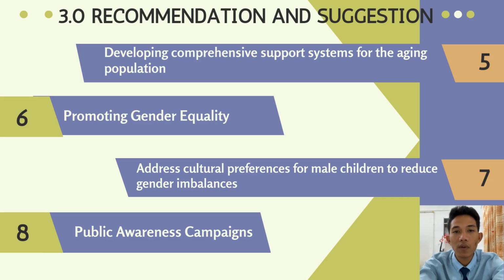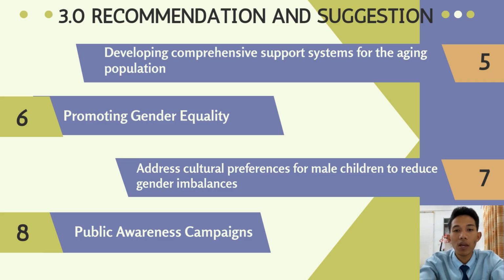Next is developing comprehensive support systems for the aging population. Developing comprehensive support systems for the aging population is essential. This includes creating robust pension schemes, healthcare services, and social security to cater to the needs of the elderly. Encouraging policies that balance population growth with the welfare of senior citizens will help mitigate the challenges posed by an aging population.